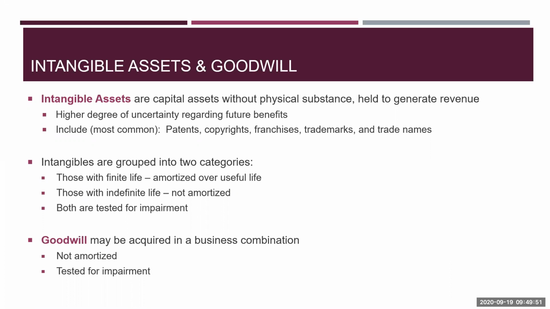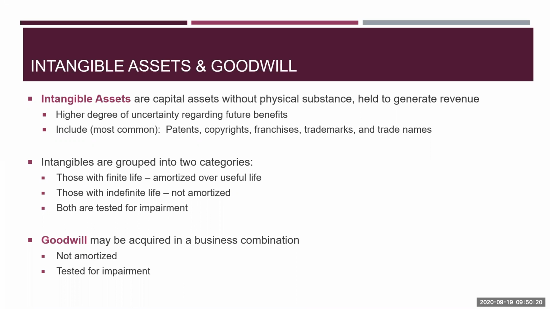So if it does have finite life, then we will go ahead and amortize those assets over their useful life. But in the event that these intangible assets have indefinite life, in that case, we are not able to amortize them, which means we will have to check them for impairment. All the assets, as we said earlier, are checked for impairment.